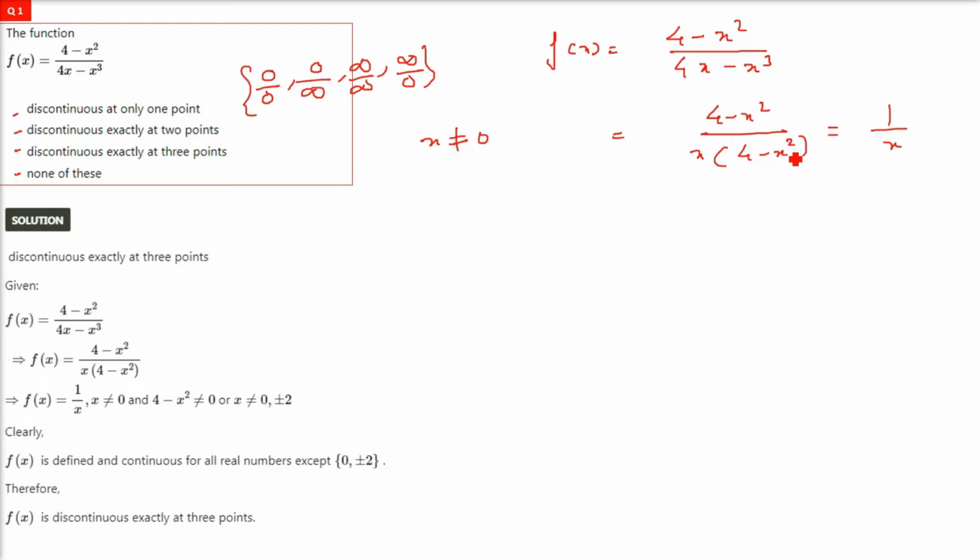What we have to do is, x not equal to 0 is one case, but 4 minus x square can also be 0. 4 minus x square cannot be 0, otherwise 0 will be there in the denominator. So 4 minus x square equals 0 has to be taken care of. When is 4 minus x square equal to 0? When x is equal to plus minus 2. So there are 3 points: 0, plus 2 and minus 2. How many points are these? Count these. These are 3. So f(x) is defined and continuous for all real numbers except these 3 points: 0, plus 2, minus 2. So this f(x) is discontinuous exactly at 3 points, which I showed you.